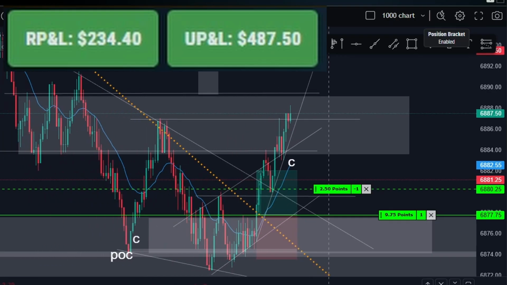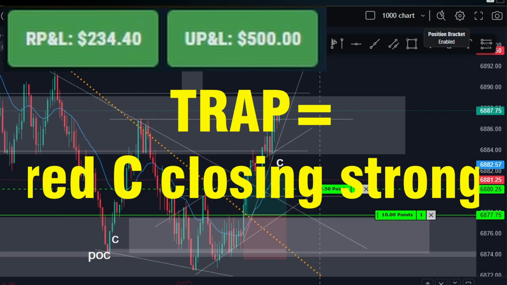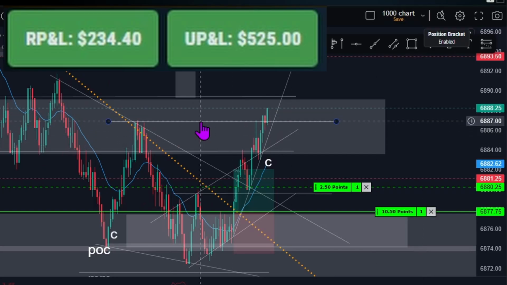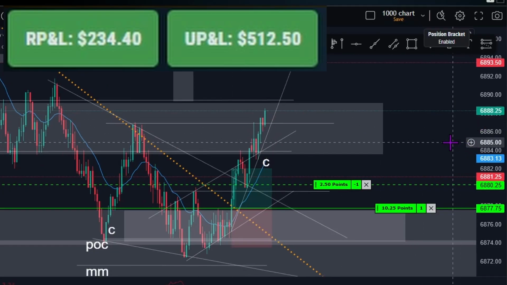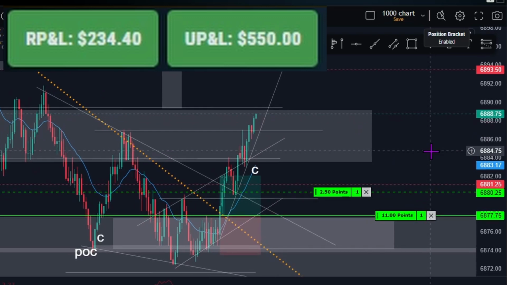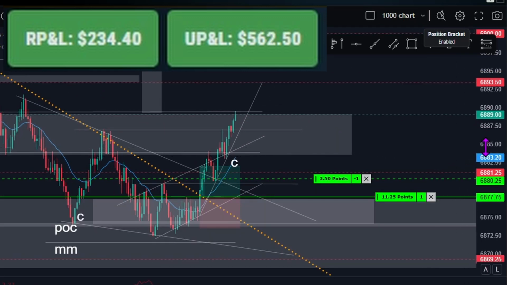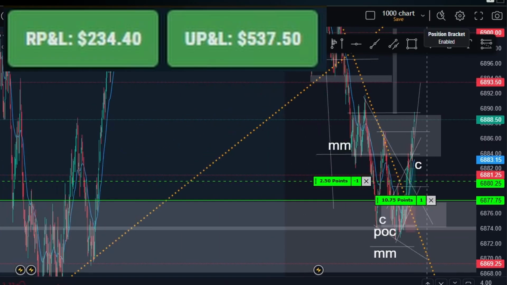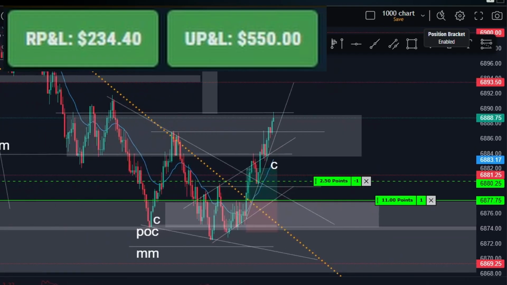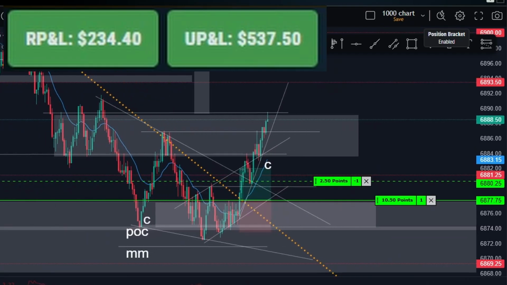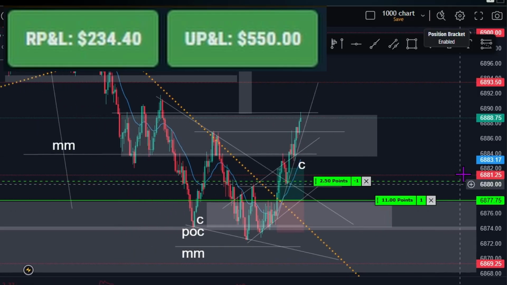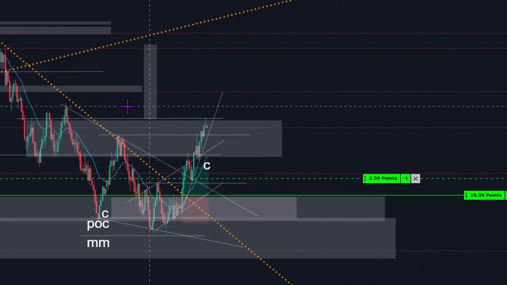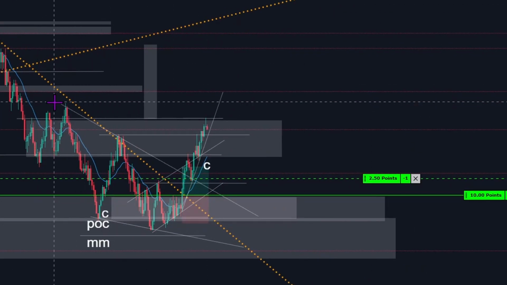But this is not a trap. A trap should be a red candle closing strong under the trap, under this level, which is the trap level. So now we wait. Okay, this could be quite a good thing because of this very strong momentum we had before. Sometimes we see huge runs made of half of the movement. So this is still not a trap.